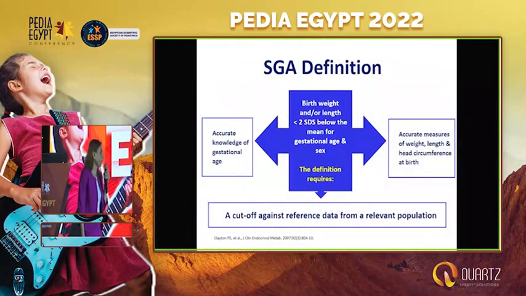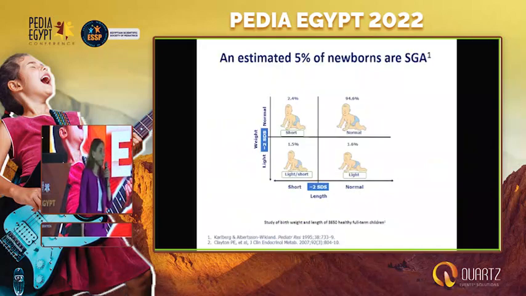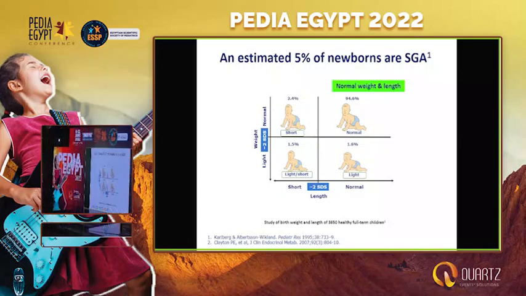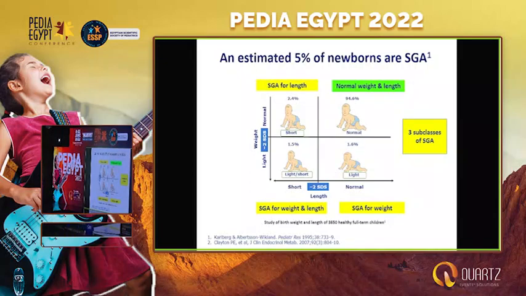First of all, the definition of SGA is a birth weight and/or length less than 2 standard deviation score below the mean for age and sex. And the definition requires accurate knowledge of gestational age, measuring weight, length, and head circumference at birth, and this is very important, and a cutoff against reference data from a relevant population. About 5% of newborns are born SGA, and 95% have a normal birth weight and length, and there are 3 subclasses for SGA: either SGA for length or weight, or both weight and length.